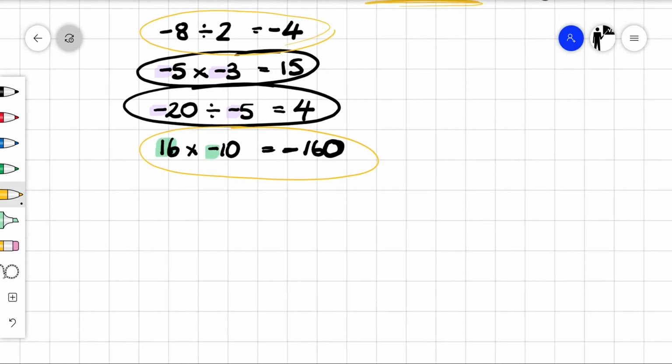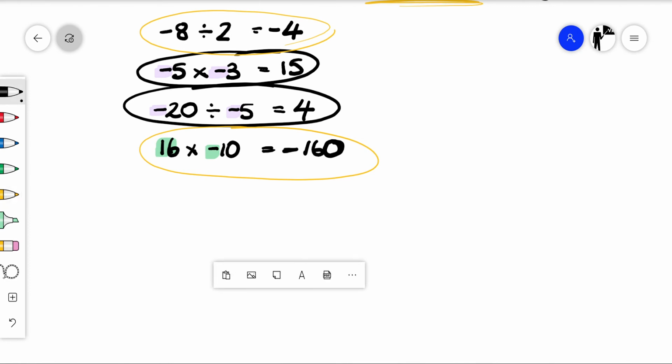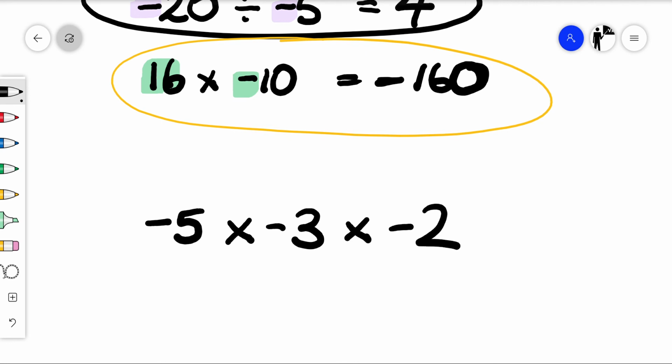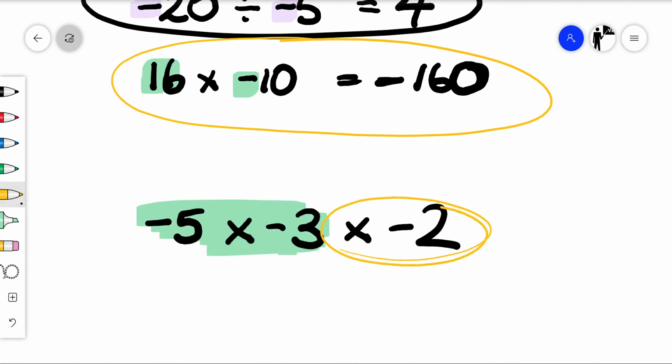We might need to adapt it slightly if we had 3 numbers. For example, let's do negative 5 times negative 3 times negative 2. Do you see here that there are 3 numbers? If we wanted to multiply this, it would make sense to do this part first. We'll multiply this by this, then multiply it by this at the end. So let's do that. Negative 5 times negative 3. That's a negative times a negative, so that's positive. That's going to be 15. And I'm timesing that by negative 2. 15 times negative 2, that's going to be negative. It's going to be negative 30.